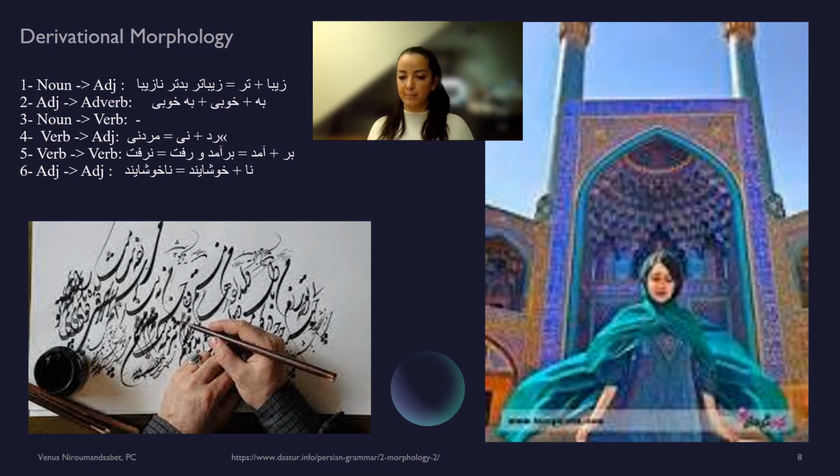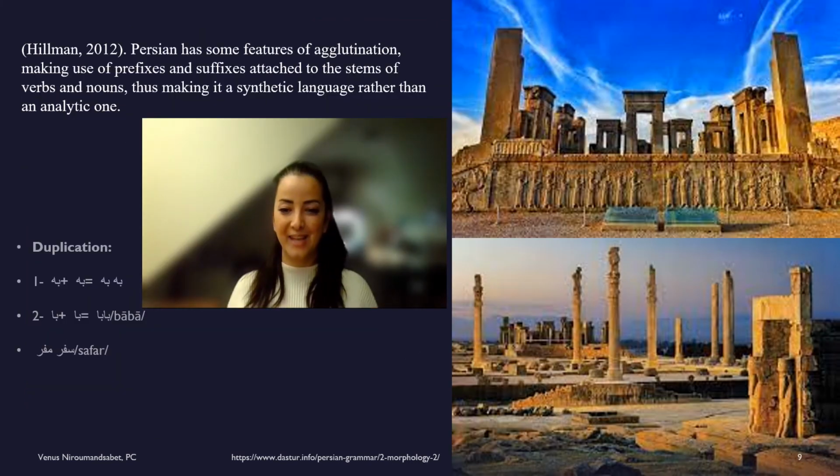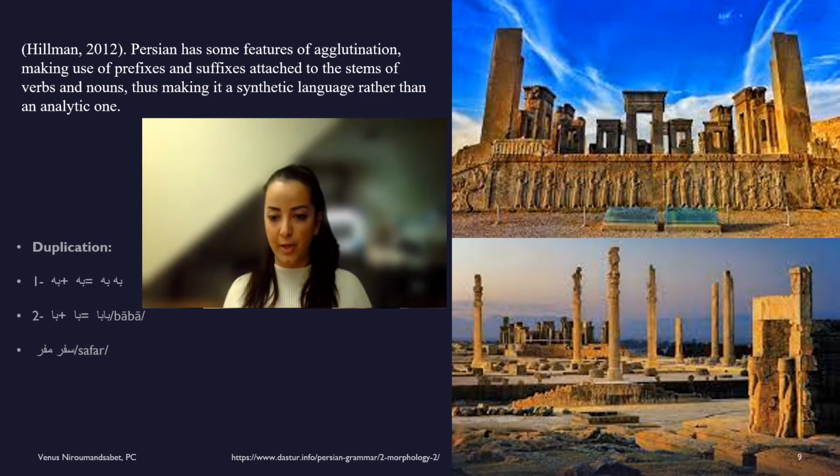Adjective to adjective, we have this na that I talked about before. So خوشایند means pleasant, but when we say ناخوشایند, it means that it is not pleasant, and it's a negative adjective. So we have this duplication in Farsi. As you see, I used Hillman 2020 and again my own idea of the language.